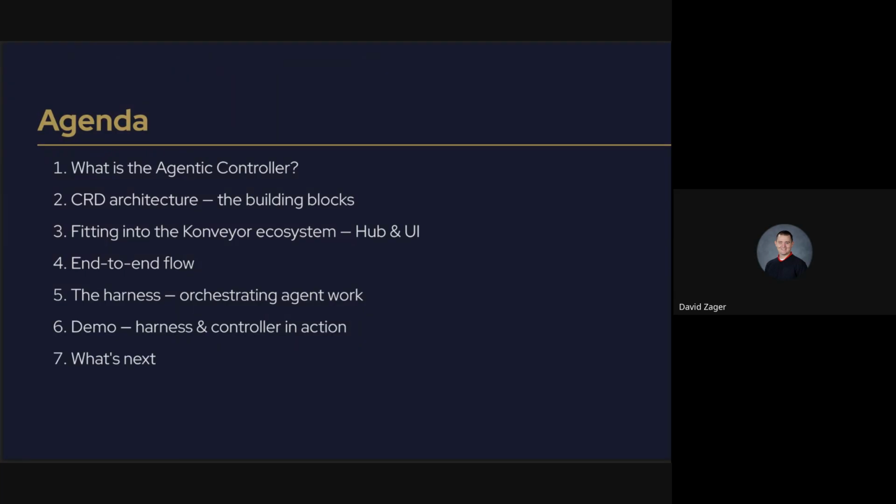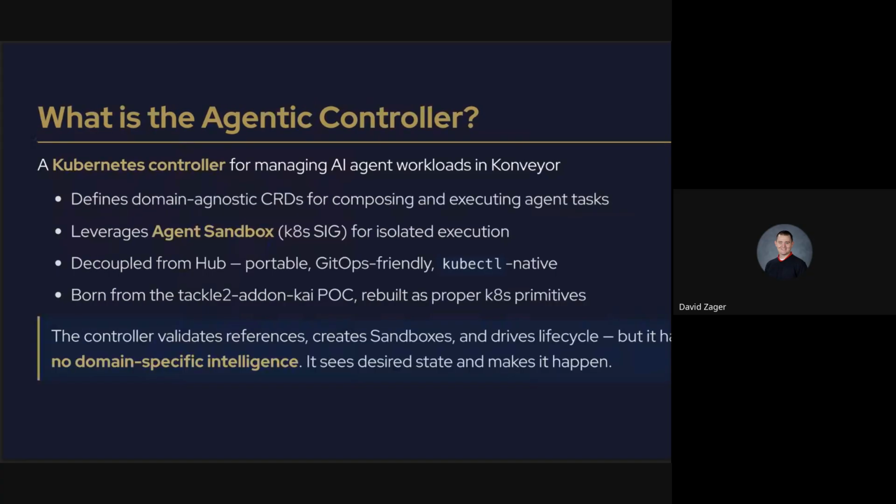Just for background, since we're recording, we're going to start with what the agentic controller is, and talk about the CRD architecture, just so that we stay consistent as we transition from the enhancement to actually implementing things. Then how this fits into the overall Konveyor ecosystem with the hub and the UI, the end-to-end flow, the harness, and then the demo. That's the part Ideswari and Savitha are going to show you.